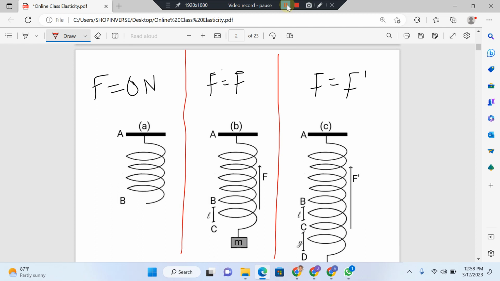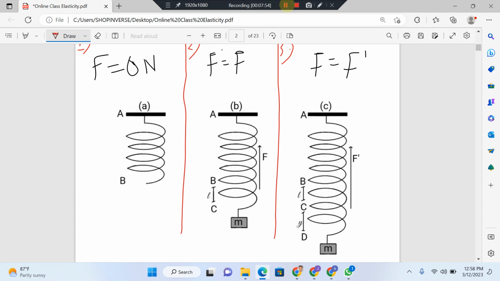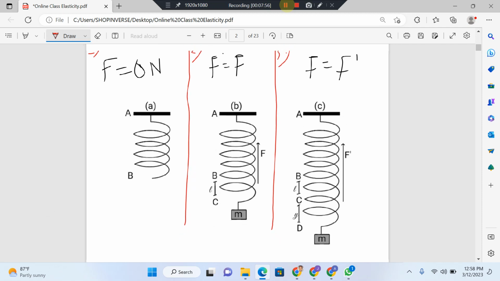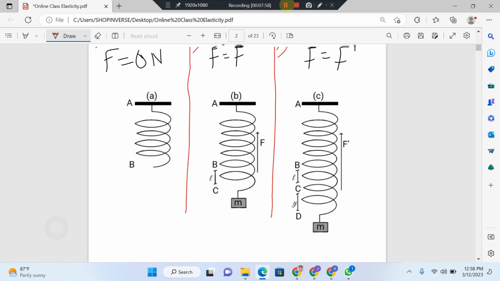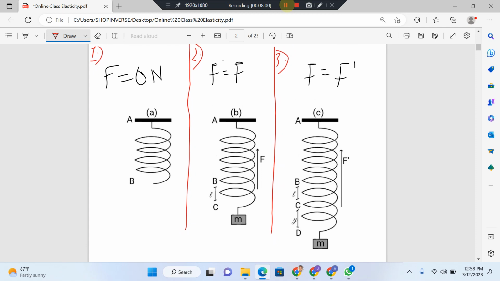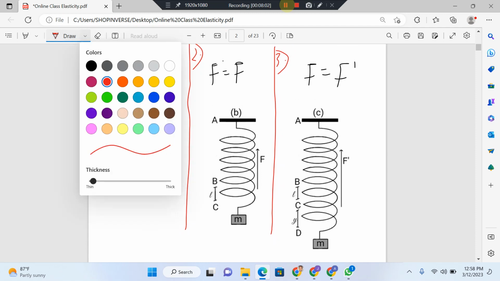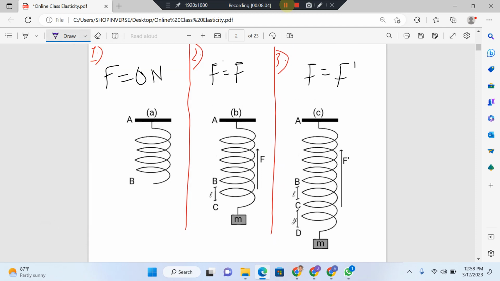Now, in the first scenario, you have the force being equal to 0 Newton. In the second case, the force is F Newton. And in the third case, the force is F prime Newton. Why did I say all of this? Now look at this. In the first case, the spring is subjected to a force of 0 Newton.